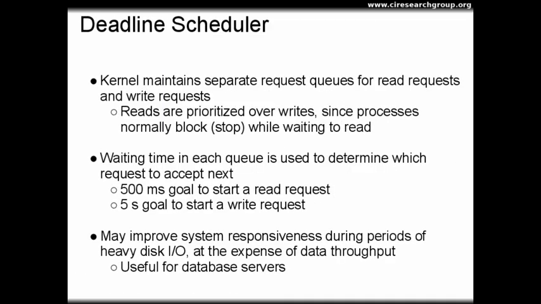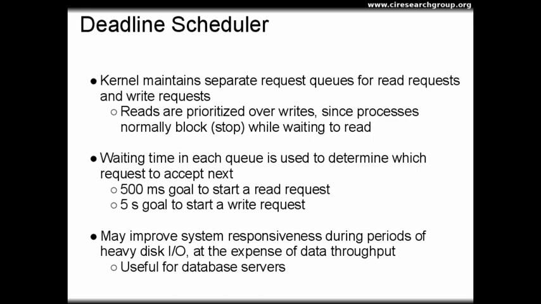One modern Linux scheduler that can be used for such arbitration is called the deadline scheduler. In this scheduler, the kernel maintains separate request queues for both read requests and write requests, similar to the anticipatory scheduler. Reads are prioritized over writes because processes typically block and wait while reading something from the disk. Thus, writes can be done later at some point when it's convenient for the operating system.